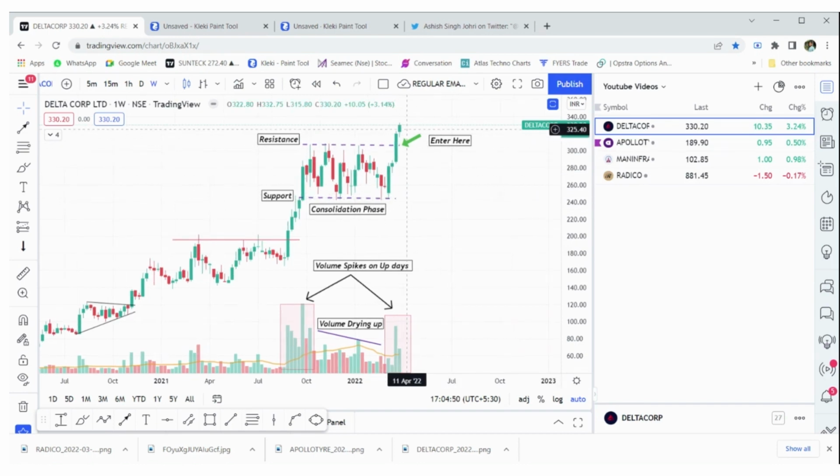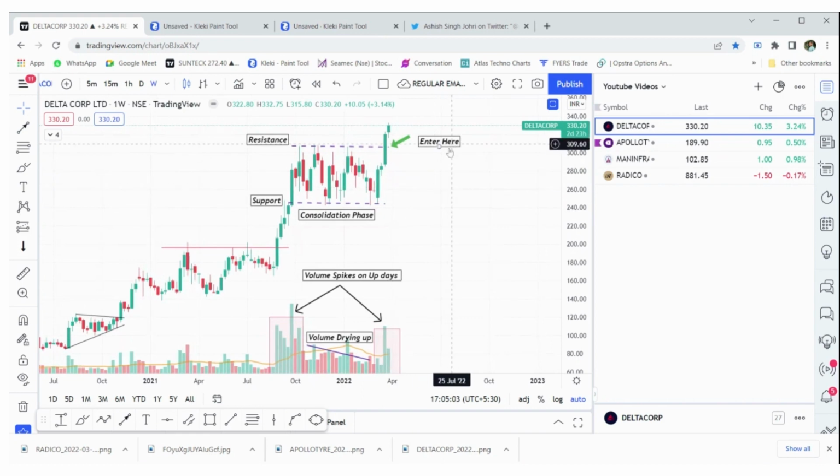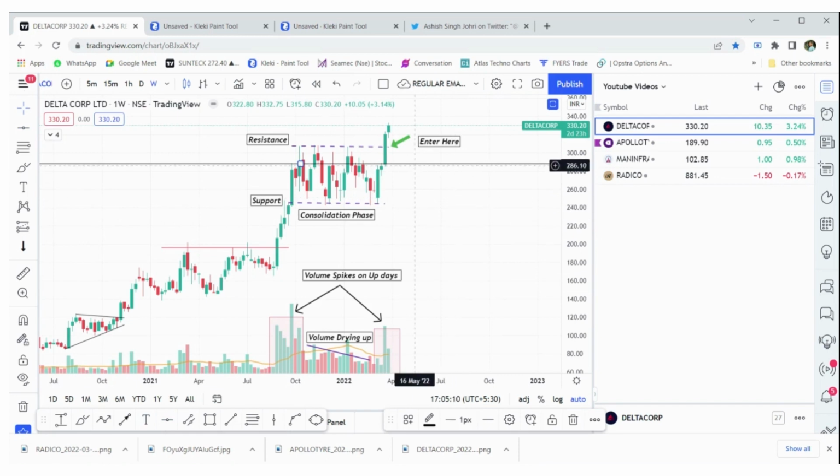Now, if the breakout has already happened, one should not enter or chase after the stock has already broken out, because it will provide a high risk opportunity. So in this case, if the stock retests at around the 310 area, that is around 20 rupees lower, then one can take an entry while keeping the stop loss at around the 290 area. So this could be the ideal stop loss in this particular trade, and the entry should be at around 310 rupees.